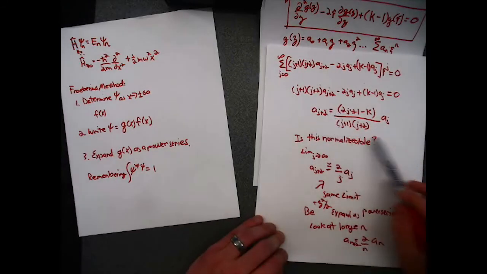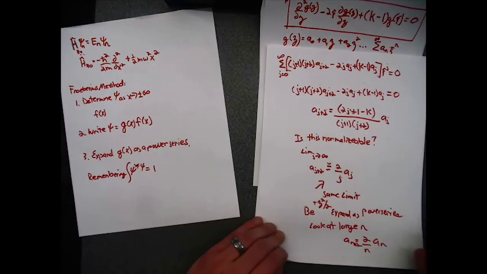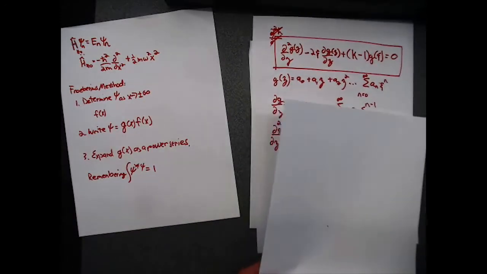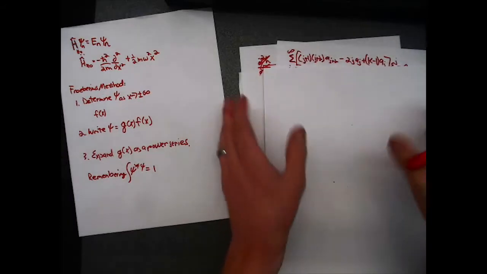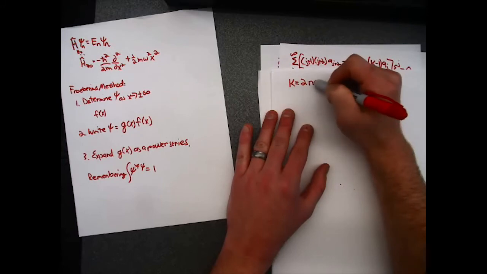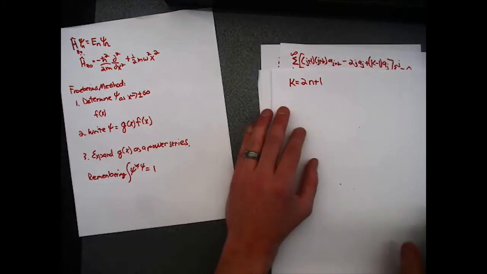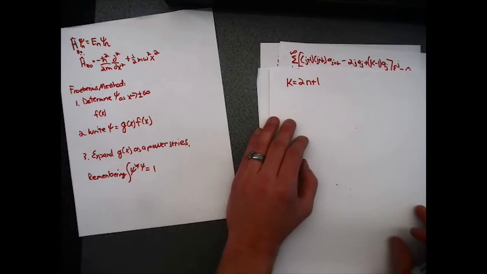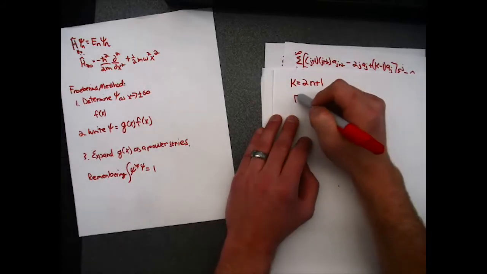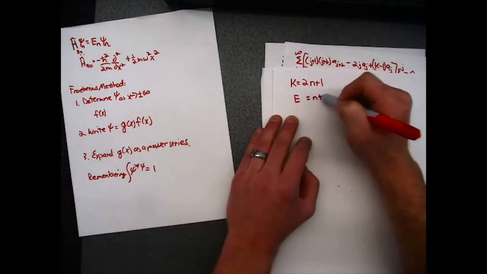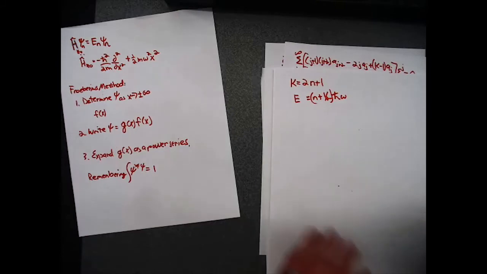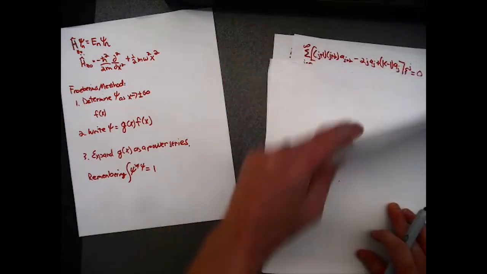So if we let k equal 2n plus 1, where n is just an integer, then we can plug this in and we get E is equal to n plus 1/2 h bar omega. And we can plug this back in to our polynomial recursion coefficients.